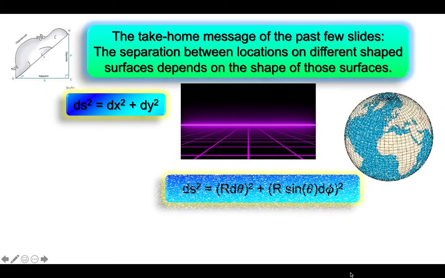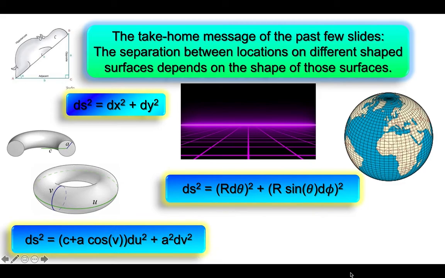Okay, so in the last lecture, we talked about the notion of the separation between locations. Now, the separation between locations, in a way, depends on the shape of the surface that you are required to walk around on. If I'm walking around on a flat sheet, I could say the separation between nearby locations is just going to look something like the Pythagorean theorem. But if I'm walking around on a curved surface like a sphere or a donut, then the separation between locations can look more interesting from a mathematical standpoint.